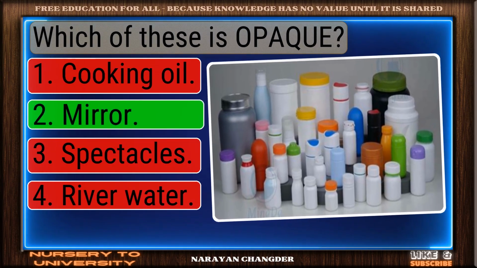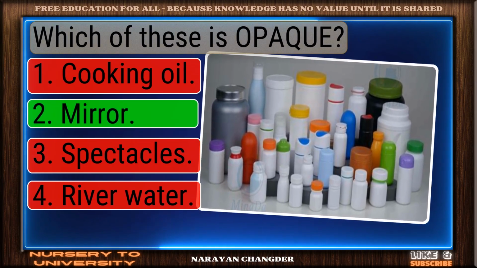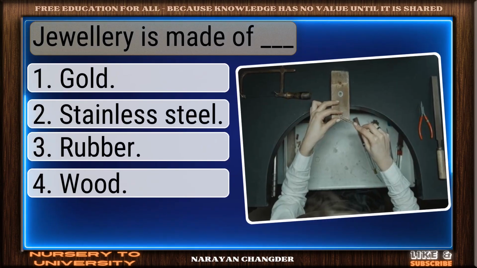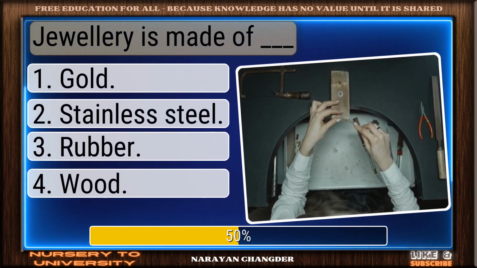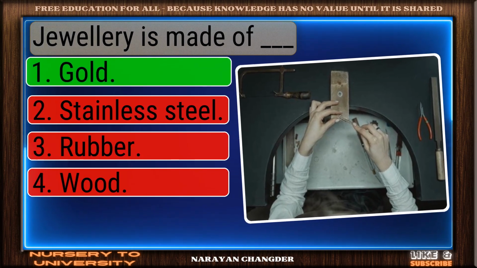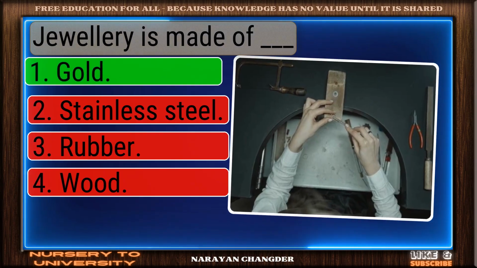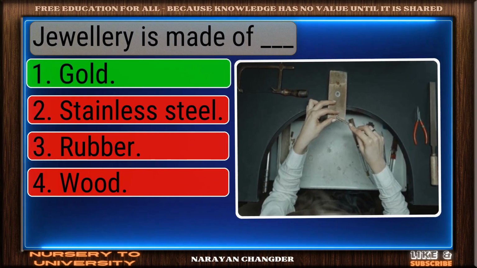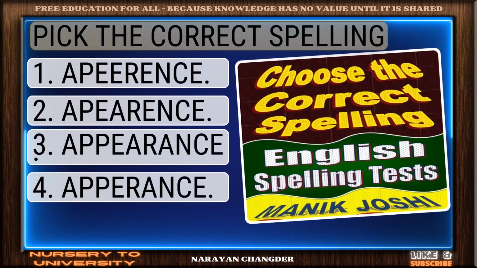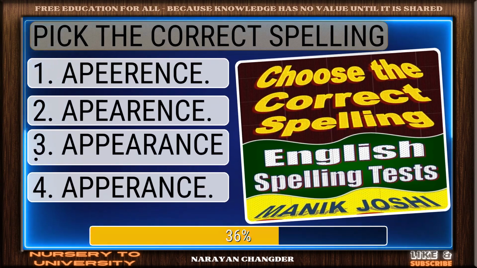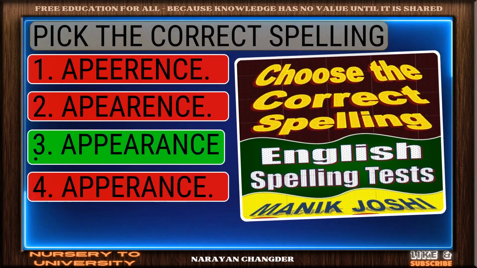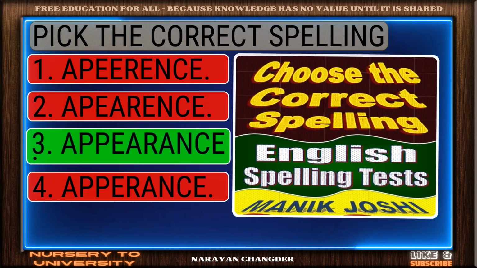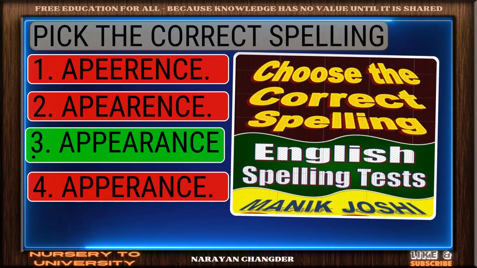You got it. Your choice mirror is right. Jewelry is made of a dash. Clear logic. Your choice gold is sound and 100% true. Pick the correct spelling. Well done. Appearance is the right choice.